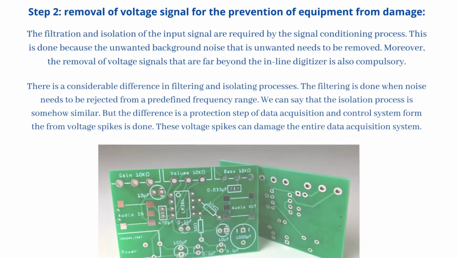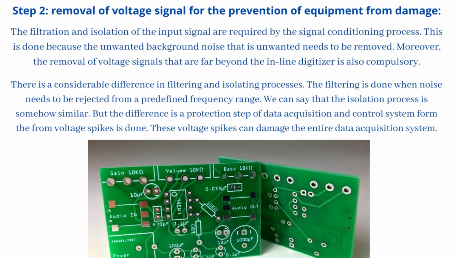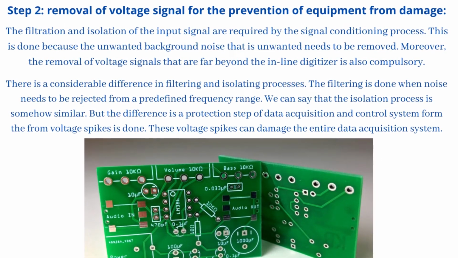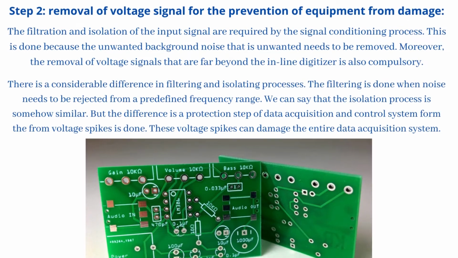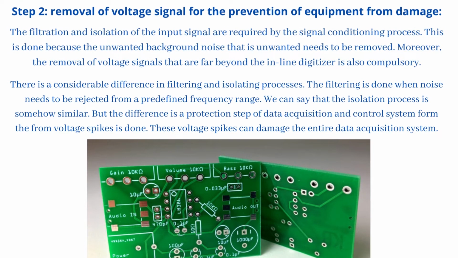Step 2. Removal of voltage signal. For the prevention of equipment from damage, the filtration and isolation of the input signal are required by the signal conditioning process. This is done because the unwanted background noise needs to be removed. Moreover, the removal of voltage signals that are far beyond the inline digitizer is also compulsory.